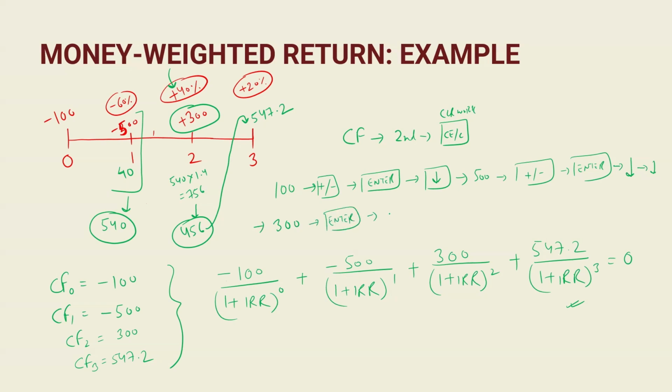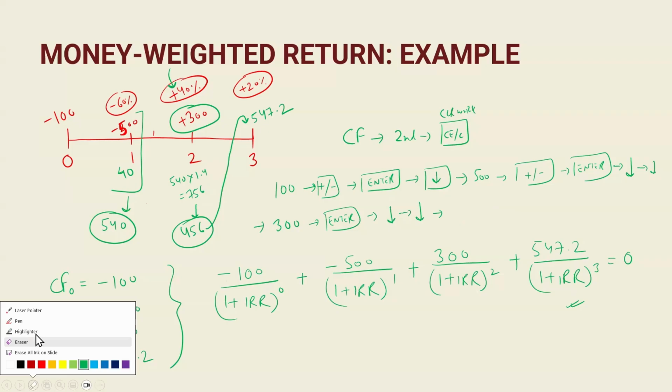And finally, the last cash flow is how much? 547.2. So again, press the down button twice, and then press 547.2. Of course, you enter, don't press it. There's no separate button for this. So it's better that I write it like this only.